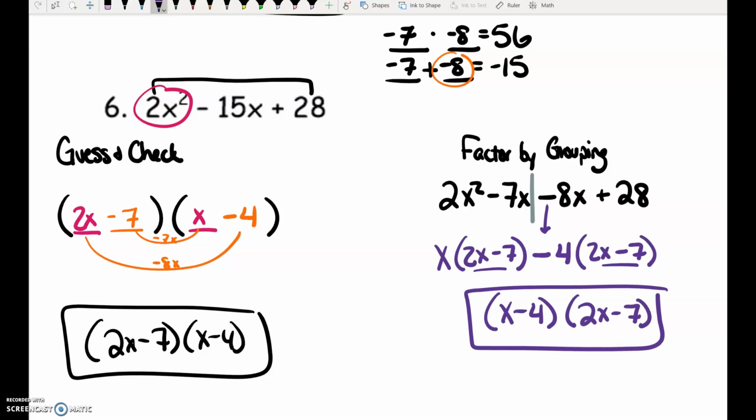And remember, the order of the parentheses doesn't matter. So see how the two ways that I did it ended up making them switched? That's totally fine. And if we had switched and put negative 8x first and negative 7x second, that would have also switched the order of the parentheses. So sometimes the work will look different, but we'll end up with the same answer in reality. Personally, on that one, I love guess and check because I feel like it's just quick, easy, done. But if you prefer factor by grouping, by all means do factor by grouping.